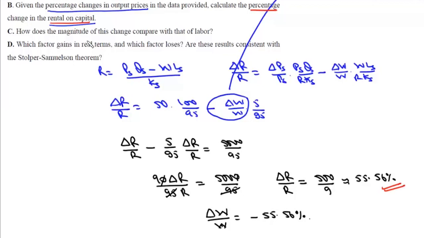So the percentage change in the rental on capital is 55.56%. Now, how does the magnitude of this change compare with that of labor? Now, magnitude of percentage change of labor is same as magnitude of percentage change of rental on capital. So for both of them, magnitude is 55.56. But in case of capital, it is positive, whereas in case of labor, it is negative. So in real terms, capital gains and labor loses. And since in this case, shoes are capital intensive, the result is consistent with Stolper-Samuelson theorem. So this is what we call Heckscher-Ohlin model of international trade.